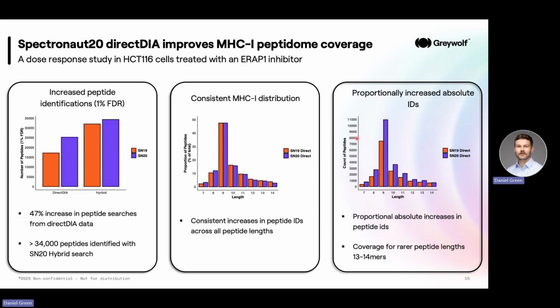And what that then transpires to is, because you've got an increase in peptide IDs in Spectronaut 20 and you've got consistent frequency distributions across all lengths, you get proportionally greater coverage in terms of absolute peptide IDs at each of those lengths. And that's again really interesting for us, because we have some interest in those rarer peptide lengths from a biomarker perspective, particularly those out at sort of 12, 13 and 14 mers.